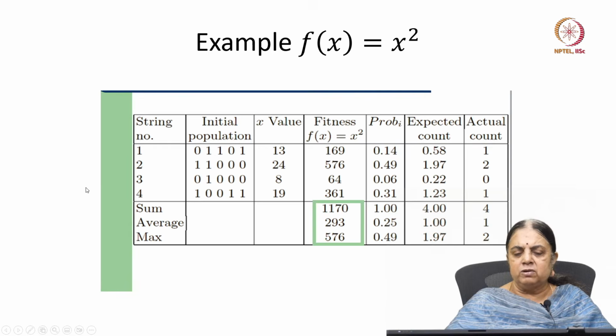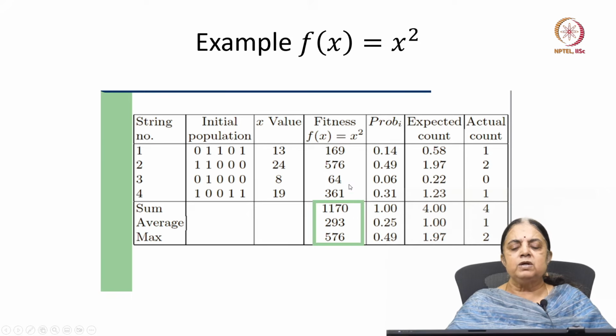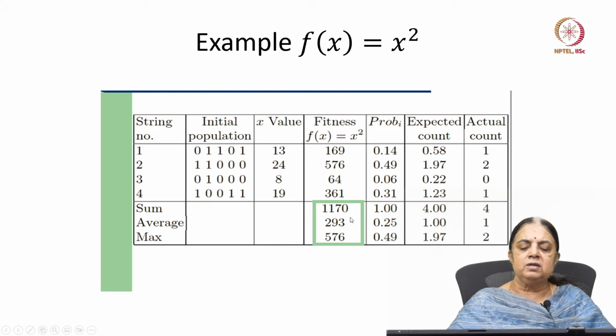So, let us see what we are doing here. So, suppose this is your initial population which you get randomly. So, each bit over here is generated at random. Okay. So, you either generate 0 or 1 at random and you get the random population. So, this gives you the x value and this is the fitness value. So, once you get the fitness value, we have the total here, and this gives you the average. So, if you take the total divide by 4, you are going to get the average, and 576 is your maximum over here, right.